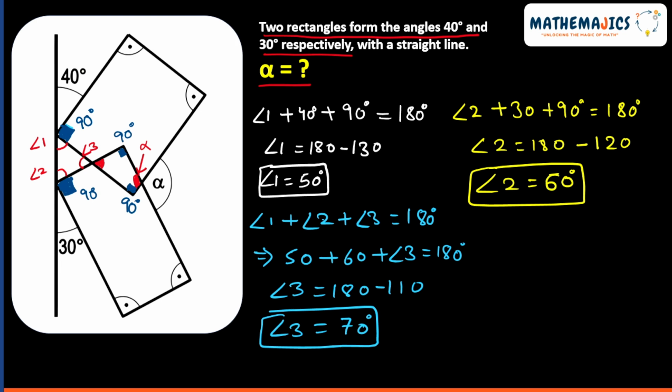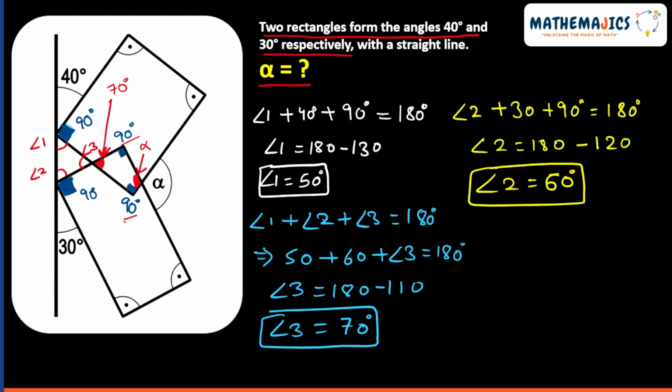Now look at the figure. As I told you in the beginning, angle 3 and this red angle are equal to each other because they are vertically opposite to each other. So this angle is also 70 degrees. And I also told you this red angle is equal to alpha because alpha and this angle are vertically opposite to each other. Now these four angles, 70 degrees, alpha, and these 90 degree angles, are angles of a quadrilateral, a small quadrilateral.